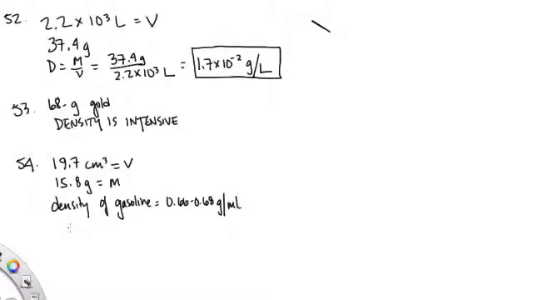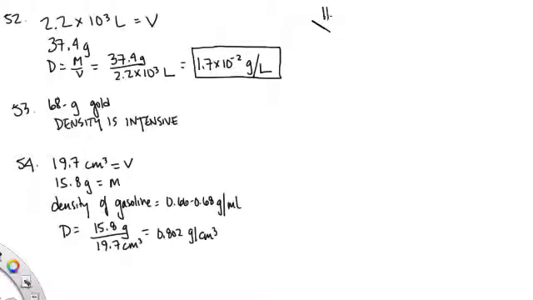Okay, so let's find the density of this substance. So the density would be 15.8 grams over 19.7 centimeters cubed. When we calculate that density, we would get 0.802 grams per centimeter cubed. And when we compare it with the density of gasoline, 0.66 to 0.68, and remember that grams per milliliter is the same as grams per centimeter cubed, we find that this density is larger than the density of gasoline, so the ball would sink.